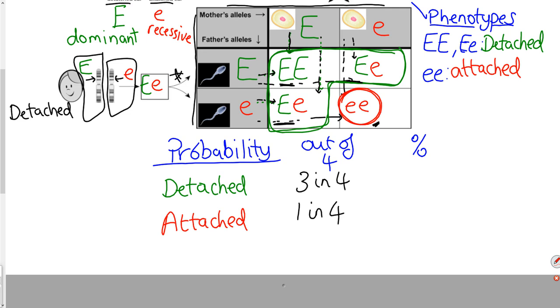Percentage-wise, 100% would be all 4 boxes, therefore 1 box represents 25%. So again, for attached earlobes, there is only 1 box, therefore there is a 25% chance. And for detached earlobes, there are 3 boxes, therefore we say there is a 75% chance. You do not have to use both methods, but you must choose one. Either express the probability out of 4 or express it as a percentage.